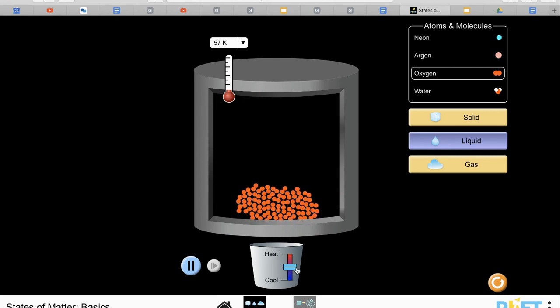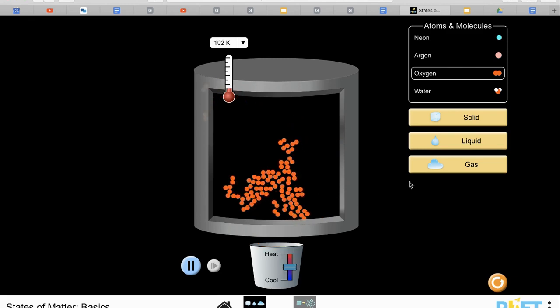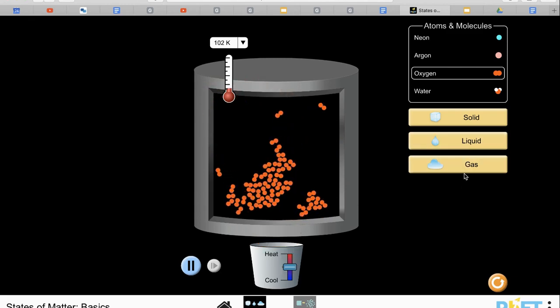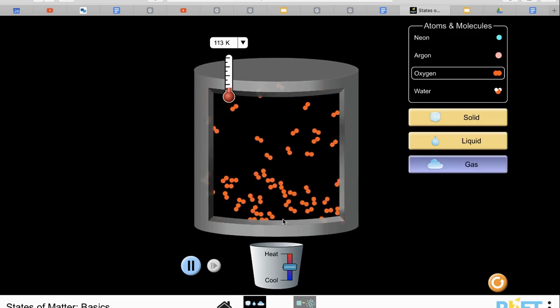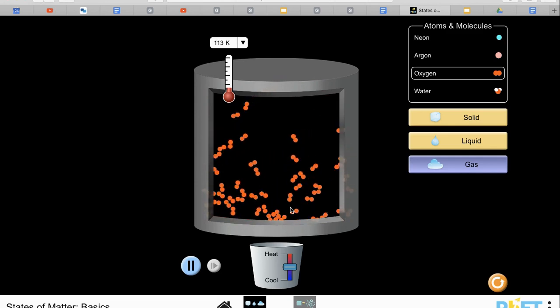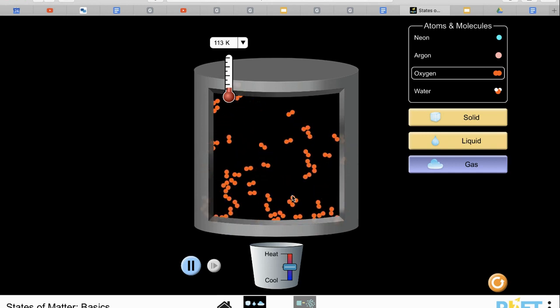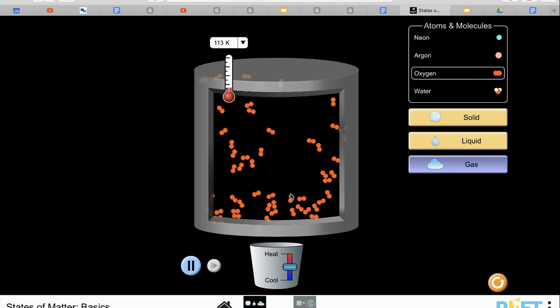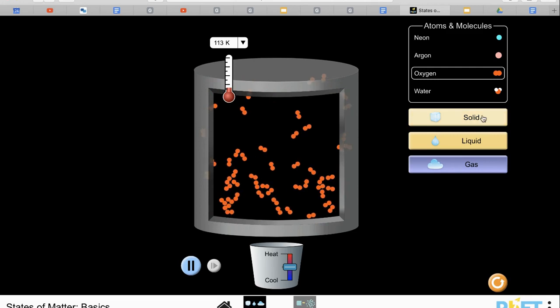If we continue to heat, the molecules will gain more and more kinetic energy until they have enough energy to break the attractive LDFs, the attractive IMFs between the molecules. And at 113 Kelvin, we now have oxygen gas. The LDFs have been completely broken. There are no more intermolecular forces between the molecules, and the gas molecules are completely free from each other and separated.